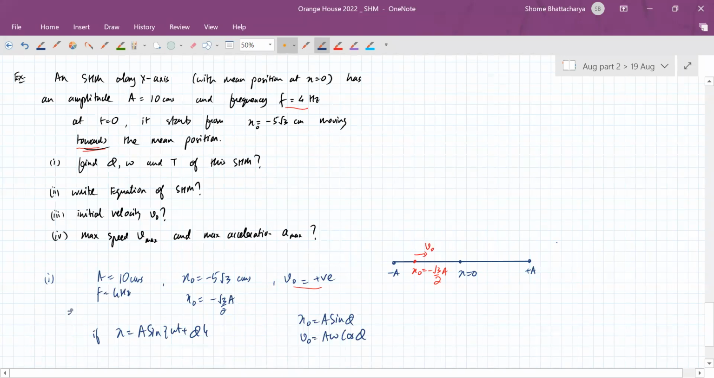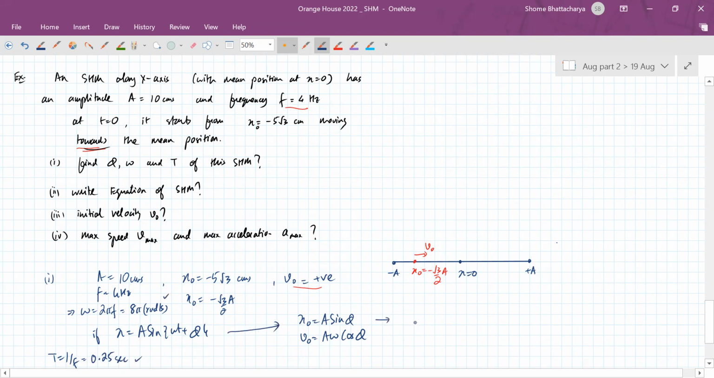So this tells us that omega is 8 pi radians per second, and time period is 0.25 seconds. Okay, so these are two other important things. Now from this you can see this is the case.